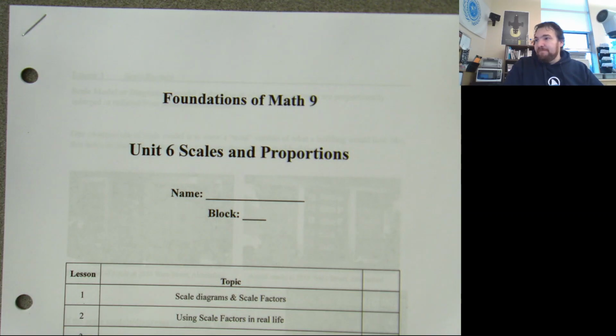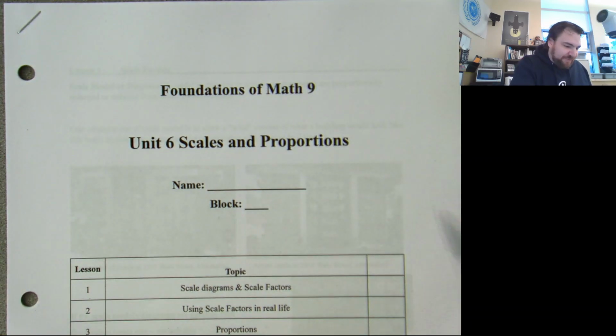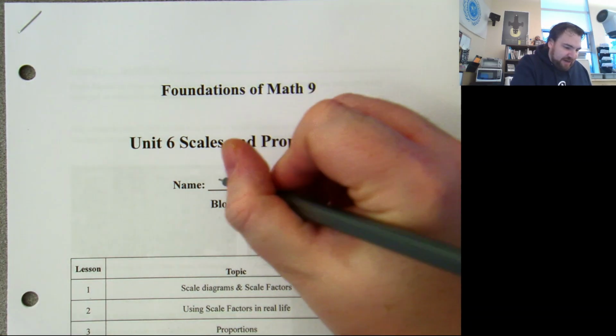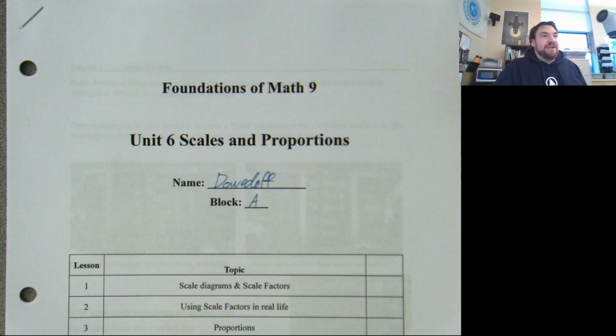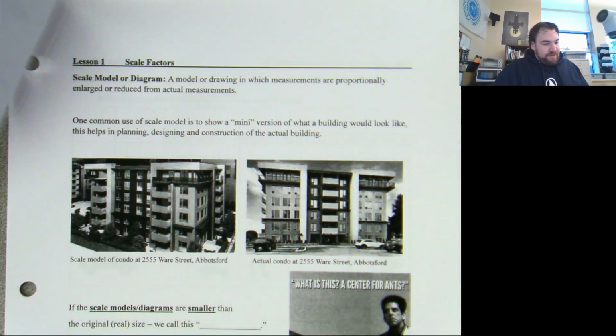So here we go. Scales and proportions. As always, throw your name on the front here. You guys are block A. This is my book, so that when I find your book, I can return it to you. Here we go.